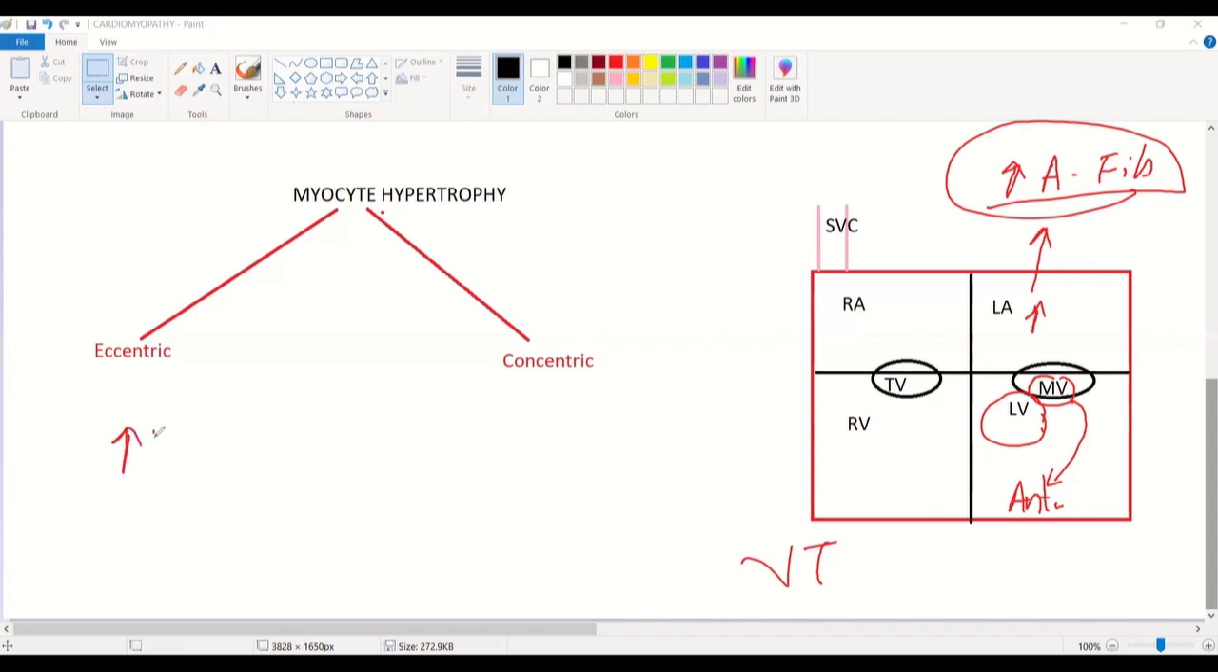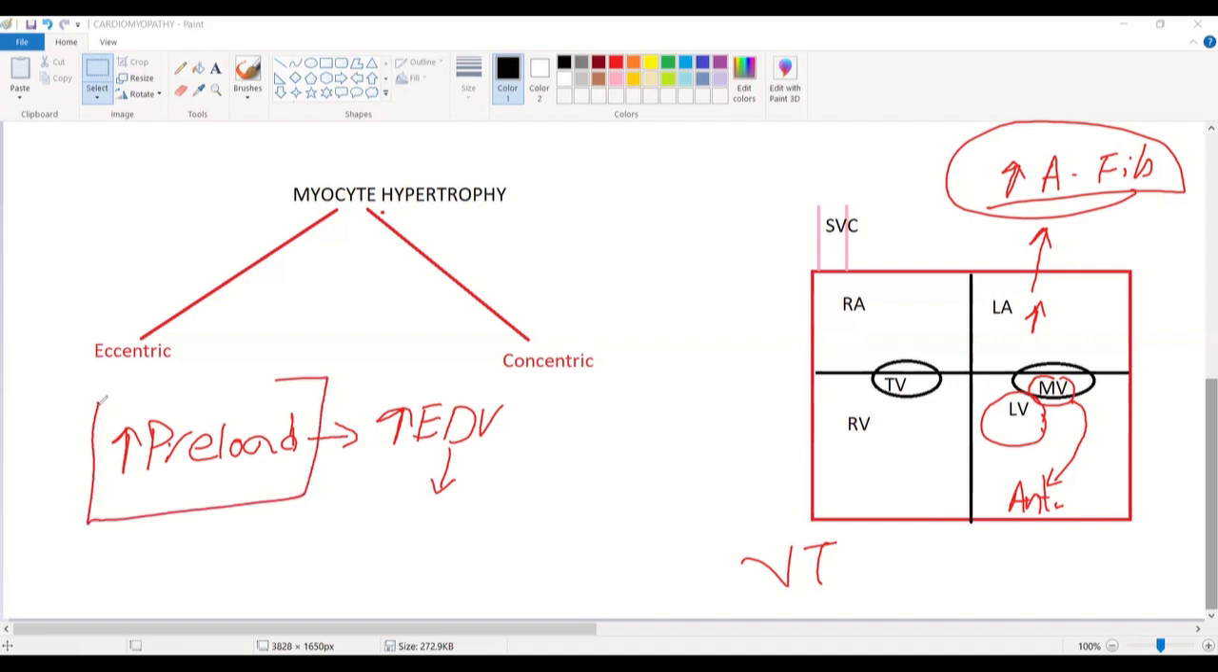So one more thing. If the preload is more, it will lead to an increase in end diastolic volume, and it will relieve the obstruction of hypertrophic cardiomyopathy. Keep this principle in mind. Simple, straightforward. Increase preload, decrease obstruction in hypertrophic cardiomyopathy. So decreased obstruction takes place in hypertrophic cardiomyopathy if the preload is increased.